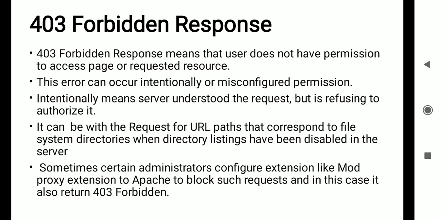It can happen with a request for a URL path that corresponds to a file system directory when directory listing has been disabled in the server. Sometimes administrators misconfigure extensions like mod or mod proxy extension of Apache to block requests, and in this case it also returns a 403 forbidden response.